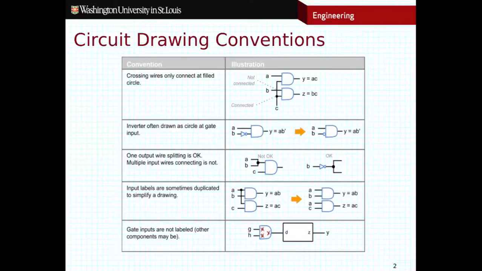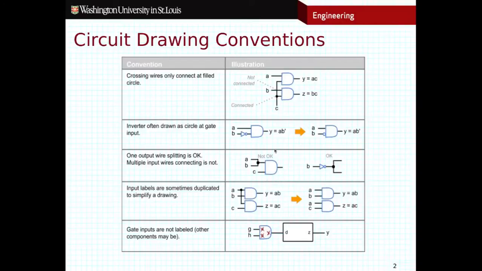When it comes to splitting your wires, it's always acceptable to split things coming out of the output of a particular logic gate. Splitting things going into a logic gate is not a good thing. In fact, in this particular case, we see a 2-input AND gate that's actually connected to 3 inputs, which is very confusing and not really possible in this particular case.